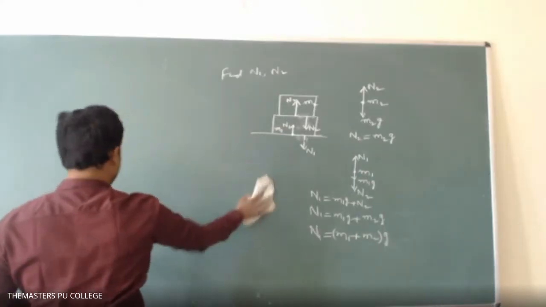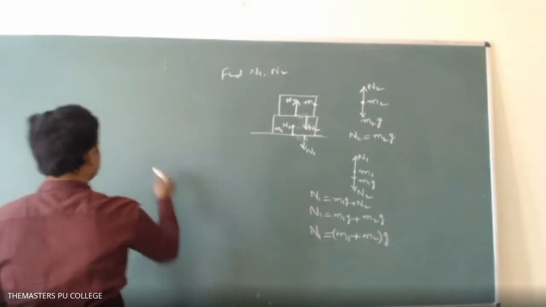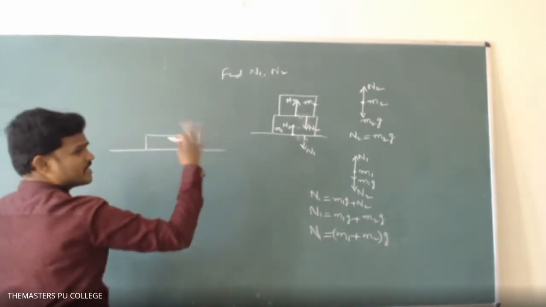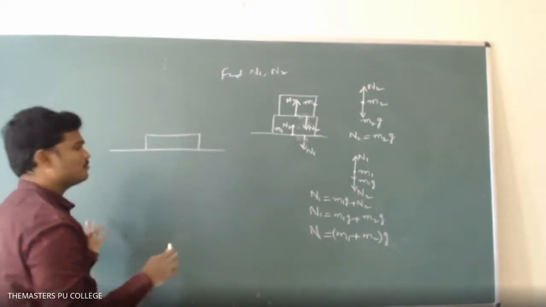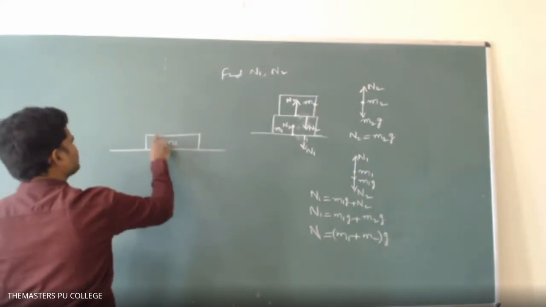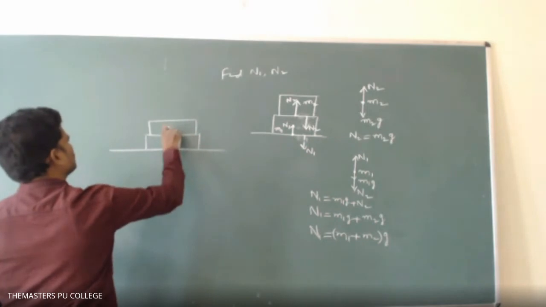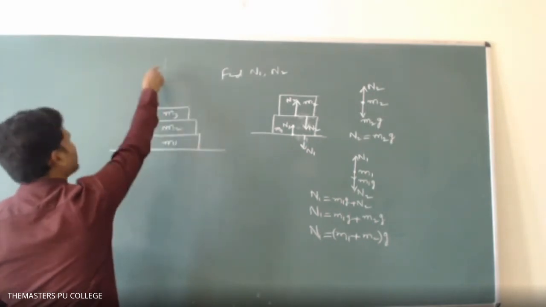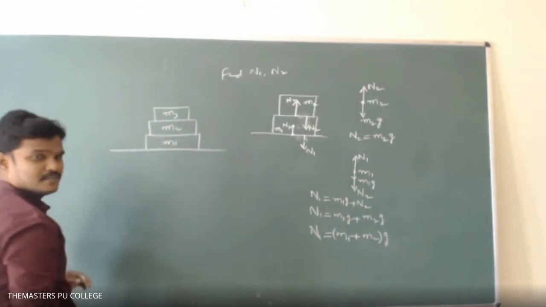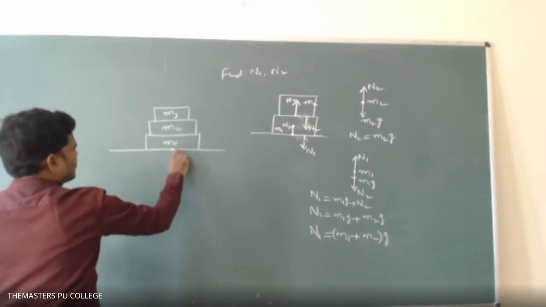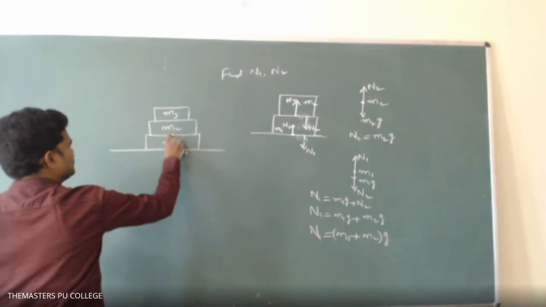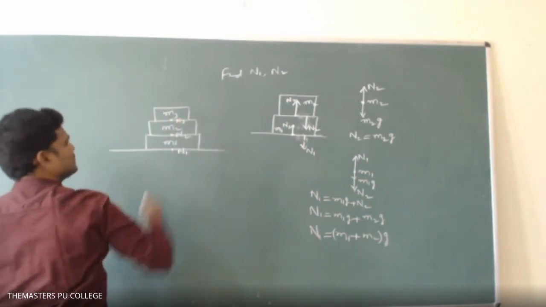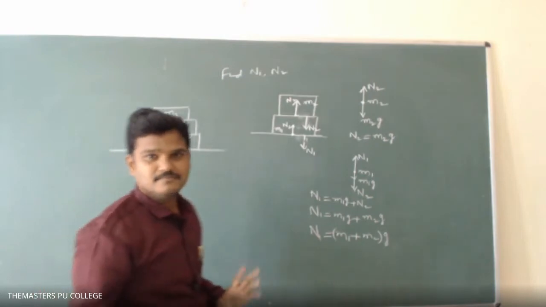Right now, let me continue. Here I'll give you simple logic for how to remember the formula. Instead of drawing the free body diagram, let me show how to get the direct formula. This is M1, this is M2, M3. If they give M4, you can write it. Here one normal reaction, N1. Here another normal reaction, N2. Here, N3. Very simple logic.